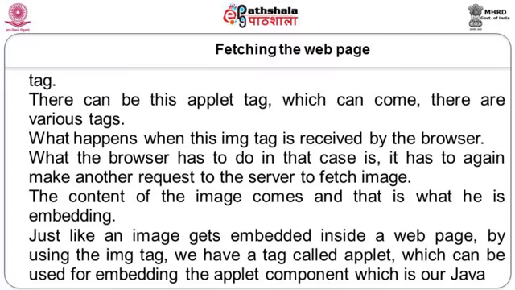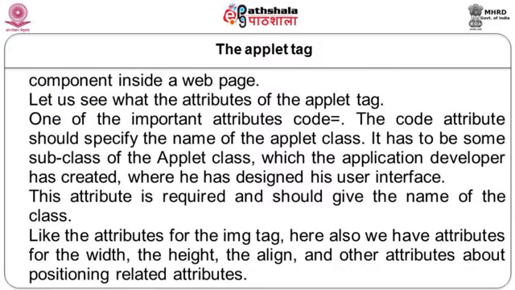Let's see what are the various attributes which go for an applet tag. One of the important attributes is code equal to. What is this code equal to representing? The code attribute should specify the class name, the name of the applet class.